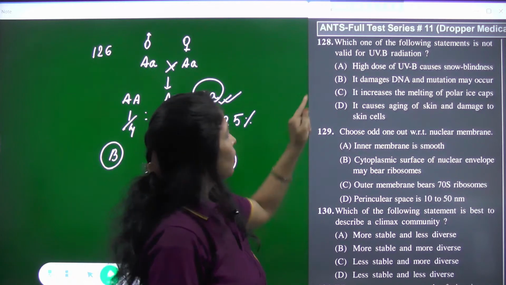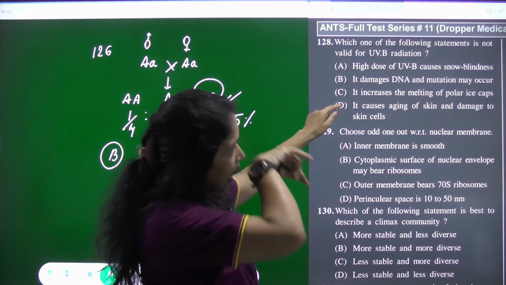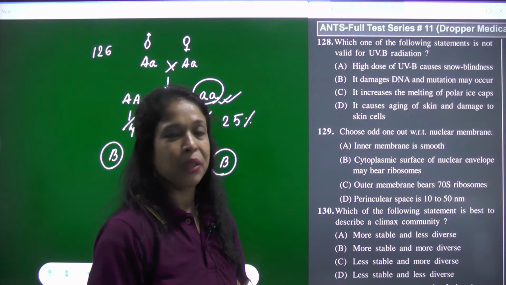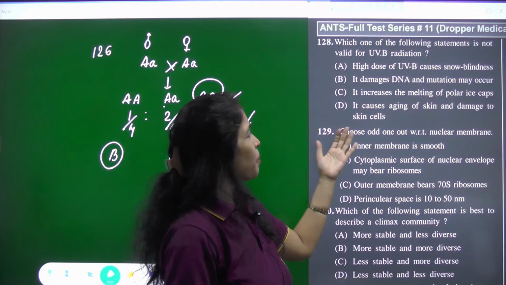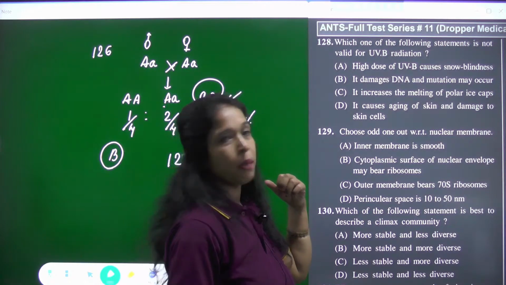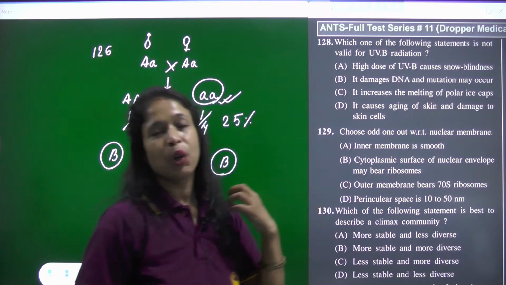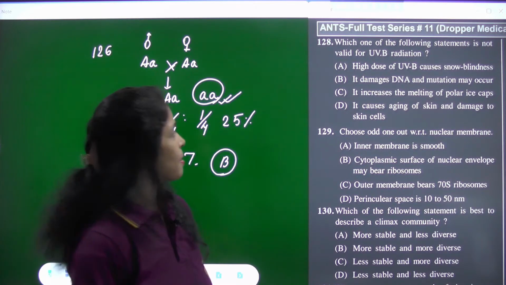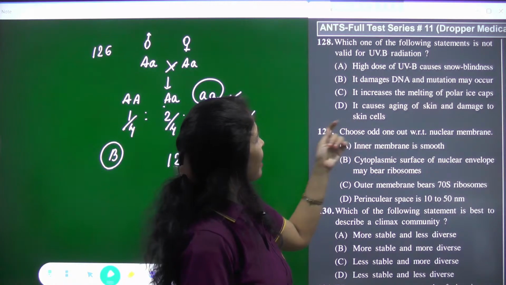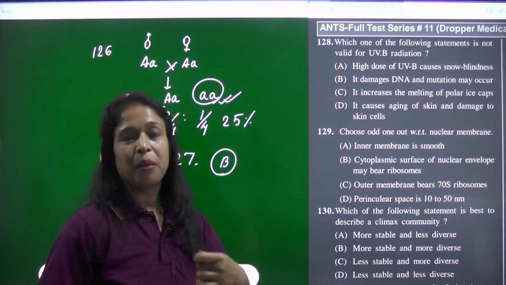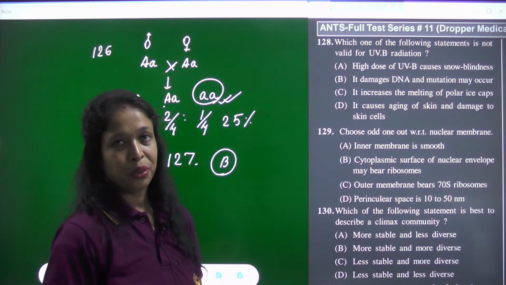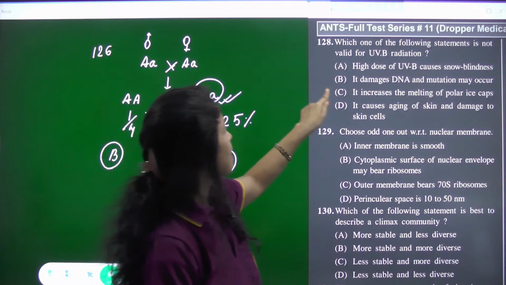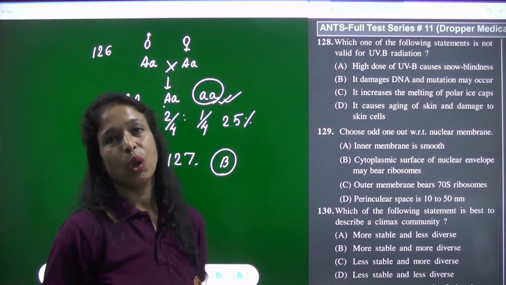Correct. Then it damages DNA and mutation में occur. Yes, ये भी सही है, आपने पढ़ा होगा, बुक में डायरेक्टली दिया हुआ है. Then it increases the melting of polar ice cap. No, this cannot be effect of UVB radiations, melting of ice. It causes aging of skin, yes, and damage to skin cell. Very true. So कौन सा आंसर रॉन्ग हो गया? कौन सा ऑप्शन रॉन्ग हो गया है? This is C. Statement C is wrong.